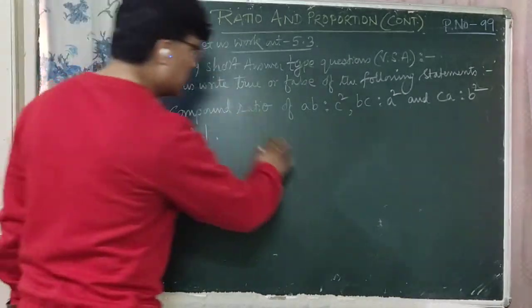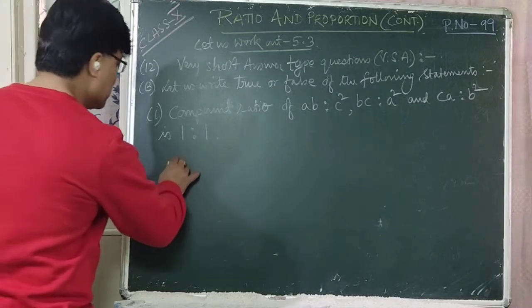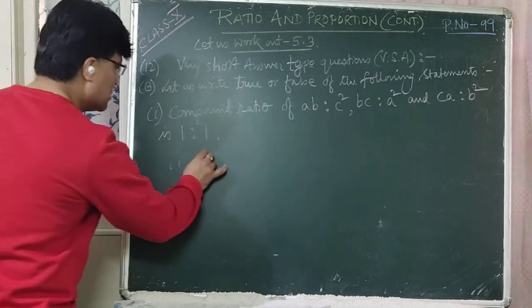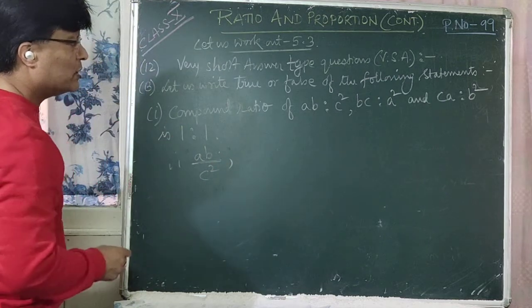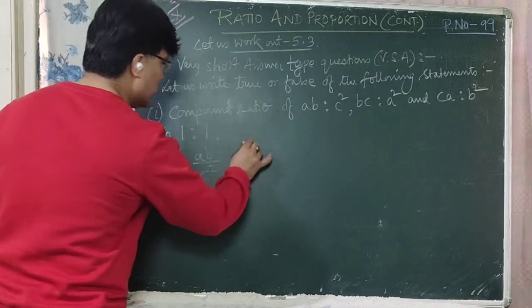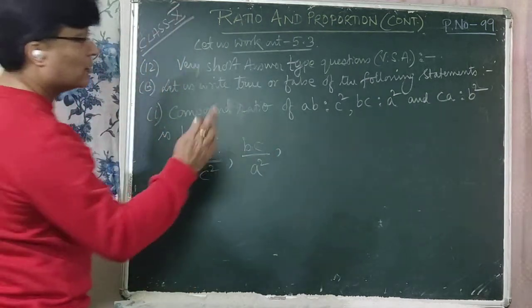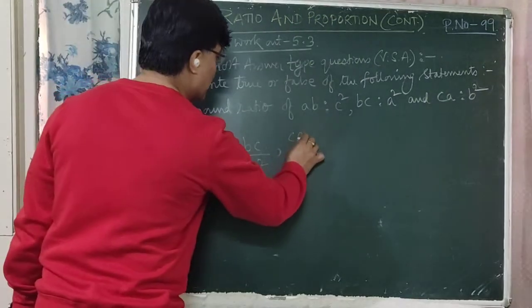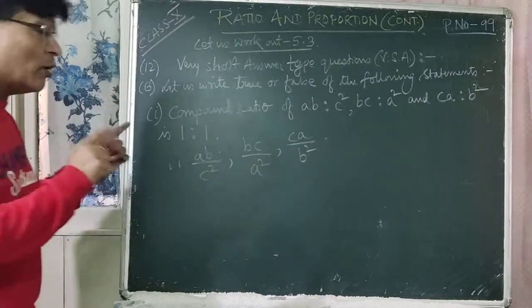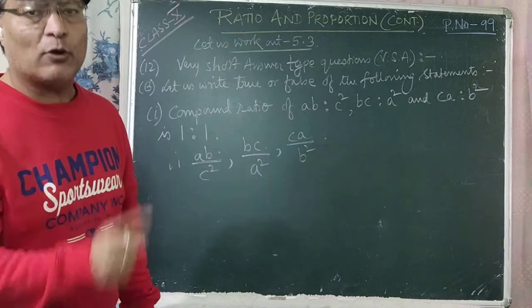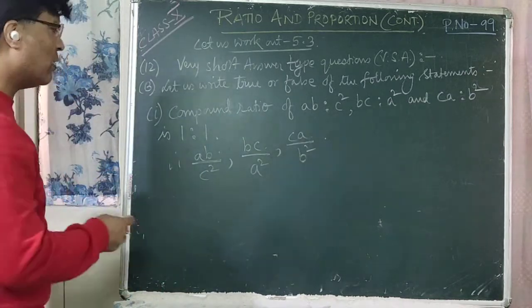All are given in terms of ratio, so you can write them in terms of fractions. AB is to C square means AB by C square. Next, BC is to A square means BC by A square. And CA is to B square means CA upon B square. To get their compound ratio, you have to multiply all these fractions.